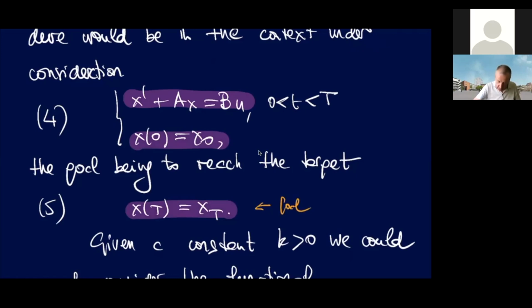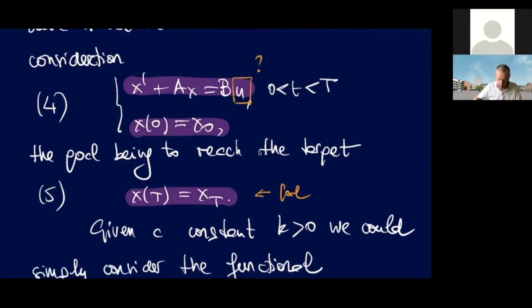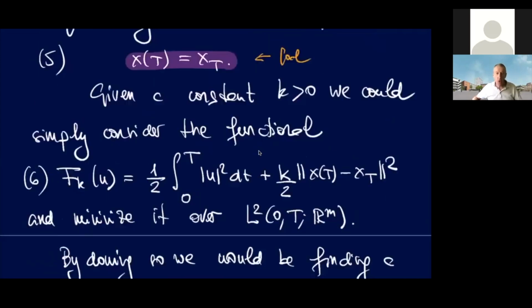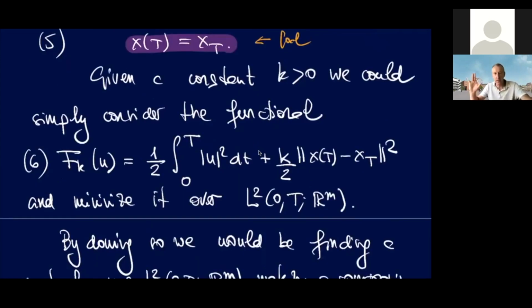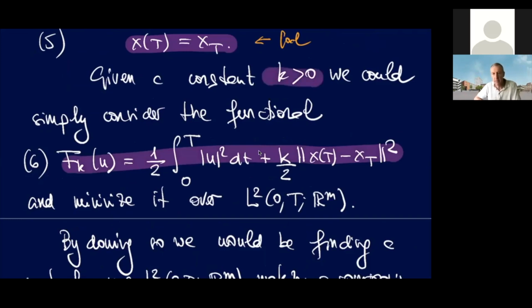But of course, in order to achieve this goal, I have to identify the control. How do I do it? Well, I cook up a completely different functional. There is no adjoint here. In my world, there is no adjoint. I don't know about the adjoints. I simply say, in order to do this, I will minimize this functional with a given positive number k, right? We will discuss this later. So you could take, for instance, k equal 1.